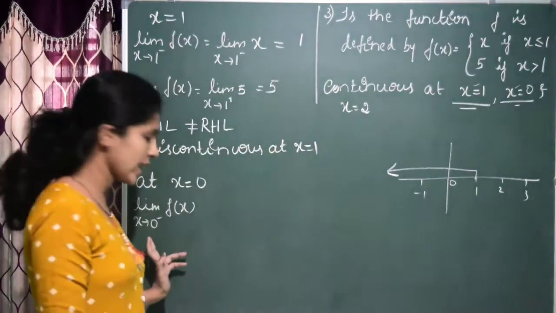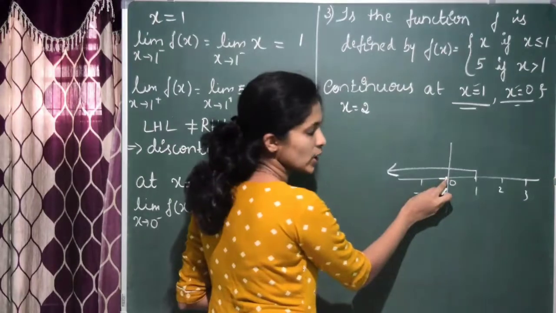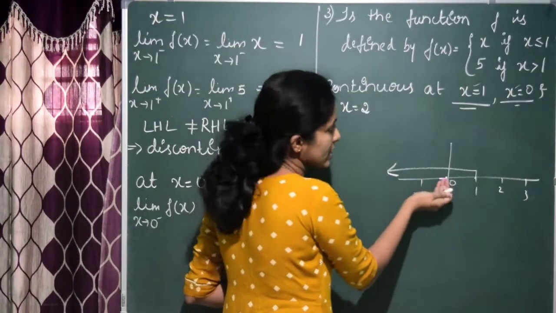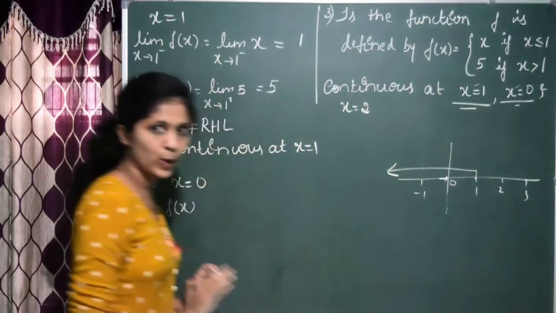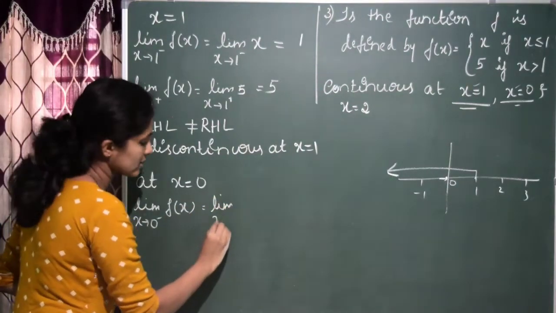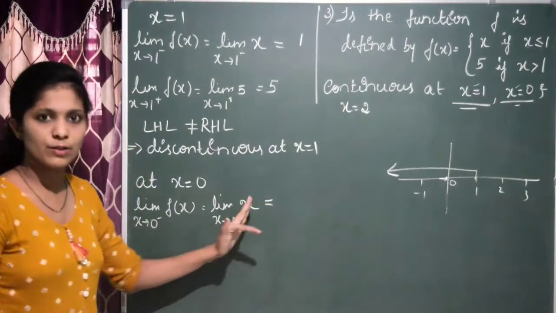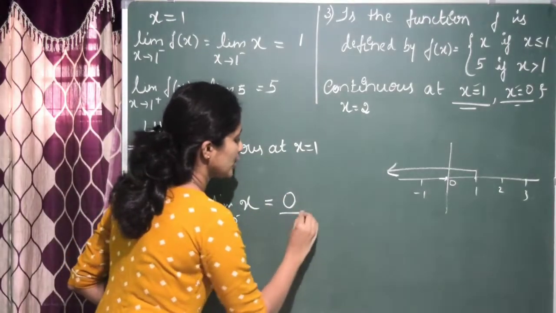Here the value of x is less than 0. Less than 0 means somewhere here. It is very close to 0 from the left hand side. So the function will be x. I hope you are understanding this one. So the function will be now limit of x tends to 0 minus. So this is now x. If I substitute the value of x as 0, this will be equal to 0.